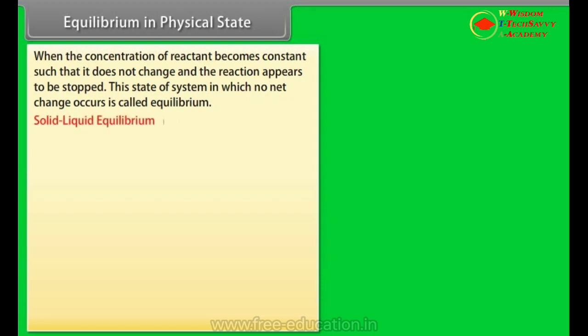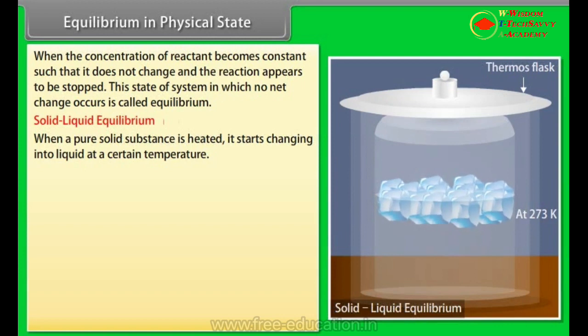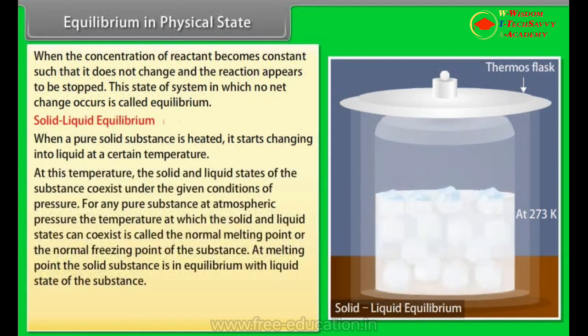Solid-liquid equilibrium: when a pure solid substance is heated, it starts changing into liquid at a certain temperature. At this temperature, the solid and liquid states of the substance coexist under the given conditions of pressure. For any pure substance, at atmospheric pressure, the temperature at which the solid and liquid states can coexist is called the normal melting point or the normal freezing point of the substance. At melting point, the solid substance is in equilibrium with liquid state of the substance.